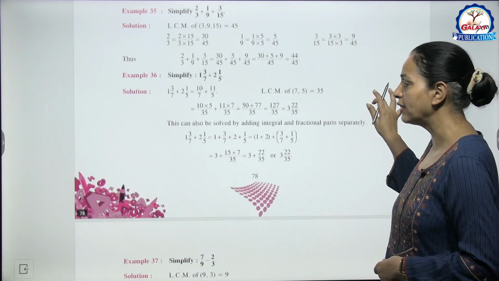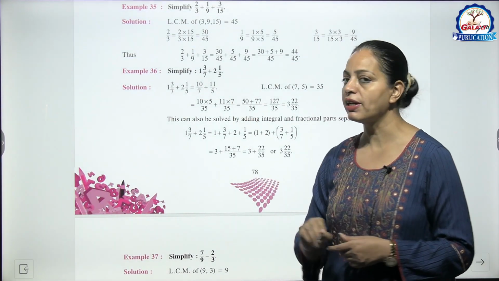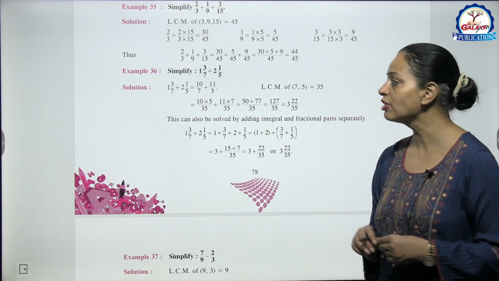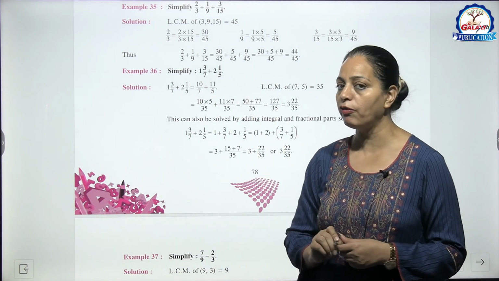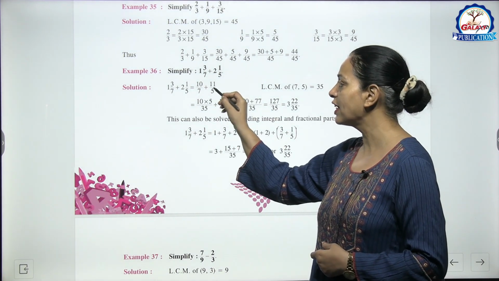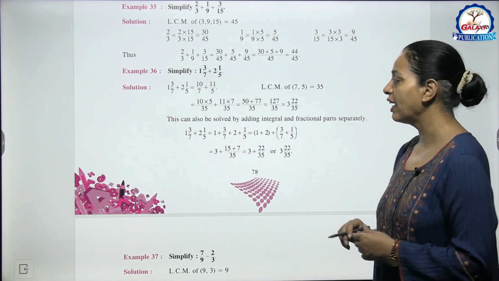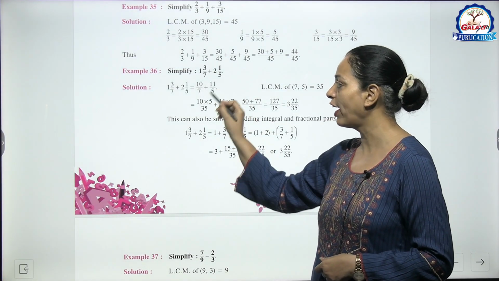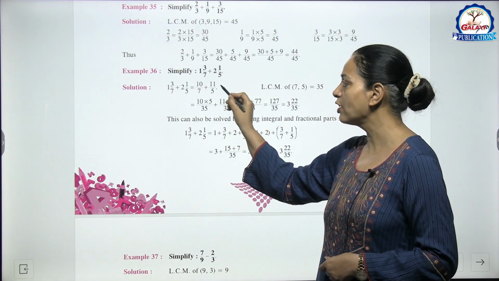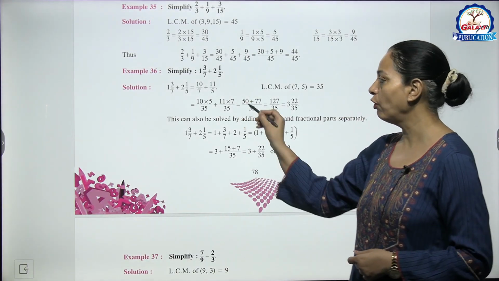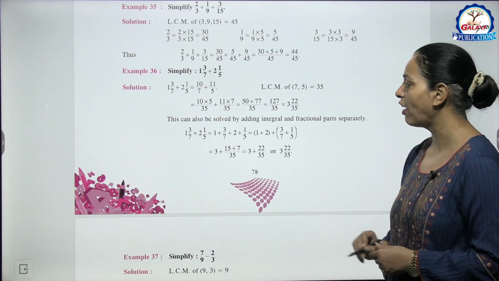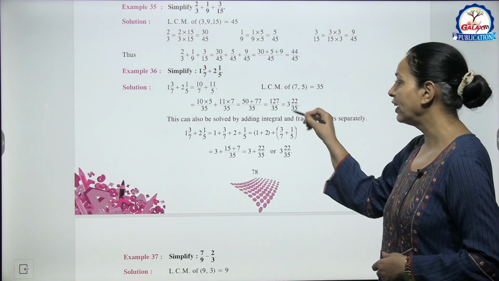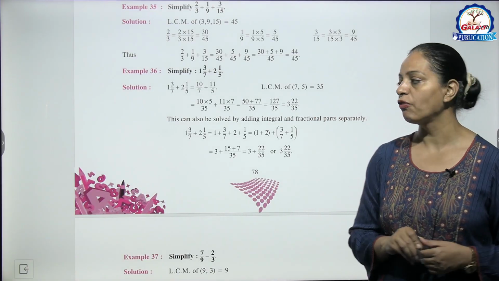Now come to example 36. Simplify 1 whole 3 by 7 plus 2 whole 1 by 5. So these are unlike fractions. So first of all change them into improper fractions. We are getting 10 by 7 plus 11 by 5. Take the LCM, LCM is 35. Now 7 5s are 35, so 10 5s are 50, right? And 5 7s are 35, so 11 7s are 77, okay? So 50 plus 77 upon 35, that is 127 upon 35, and then convert into mixed fraction.